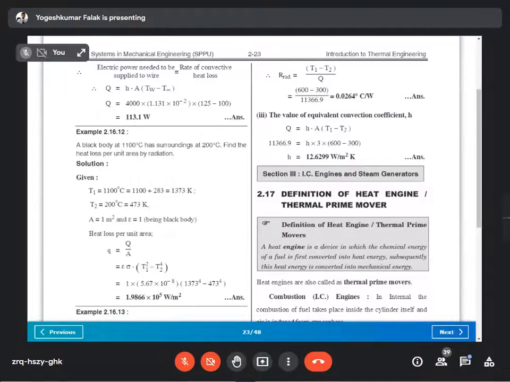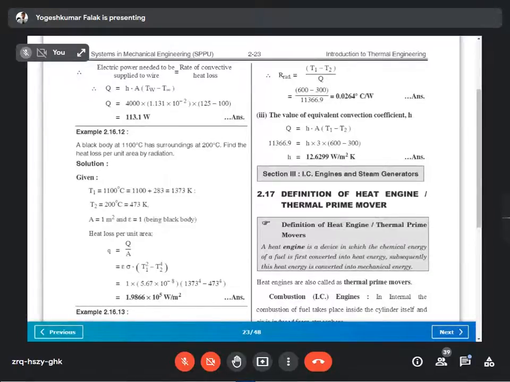So convert into Kelvin. T1 is equal to Celsius plus 273. Kindly note there is a typo mistake in the book. So you get it as 1273 Kelvin. T2 is equal to 200 plus 273, 473 Kelvin.